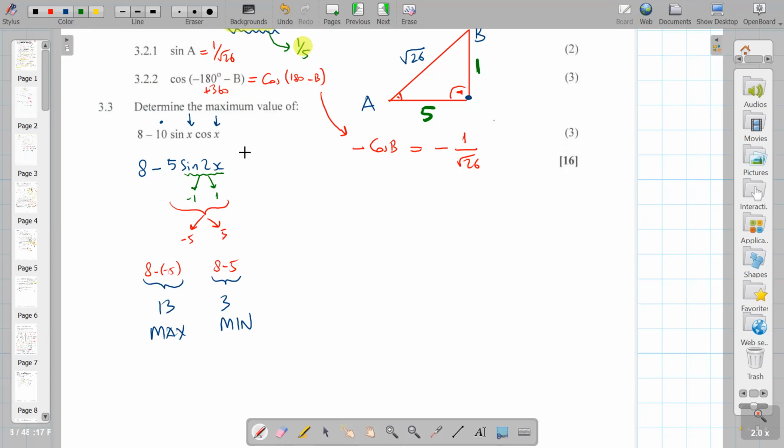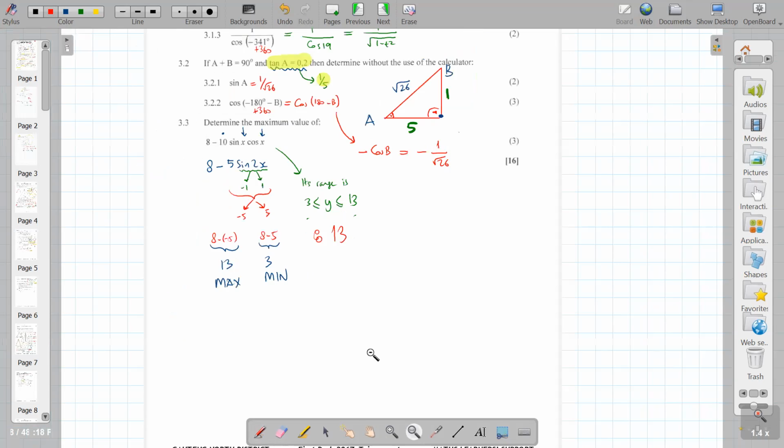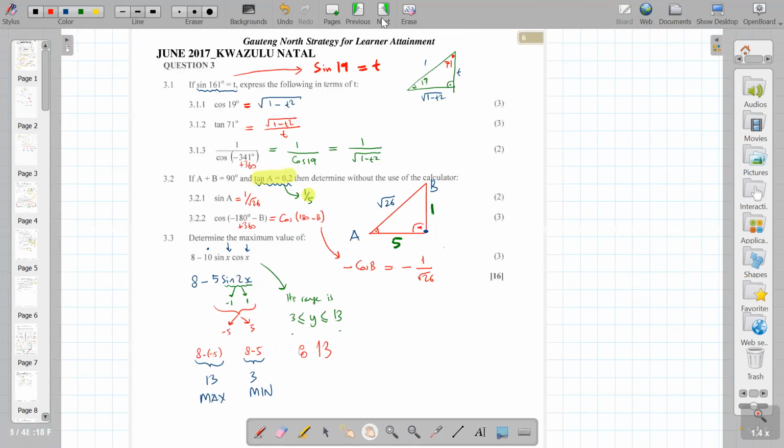If I need to write the range, its range is what? 3 to 13. So that's minimum, that's maximum. Okay, so it's the range of sine times by 5, add 8, whatever. So what's the answer, by the way? They asked the maximum. Answer is 13. Okay, so that's how we solve such questions. That was another trick question from KZN.